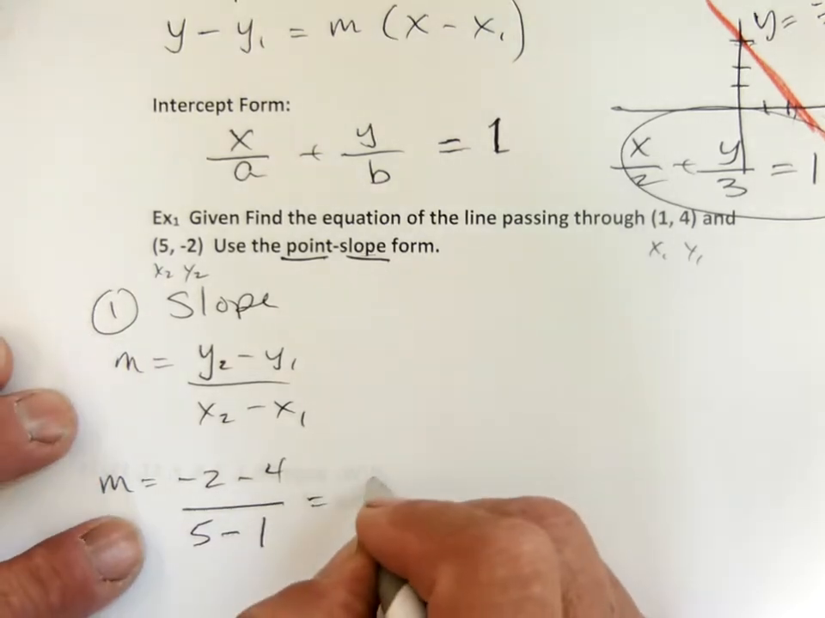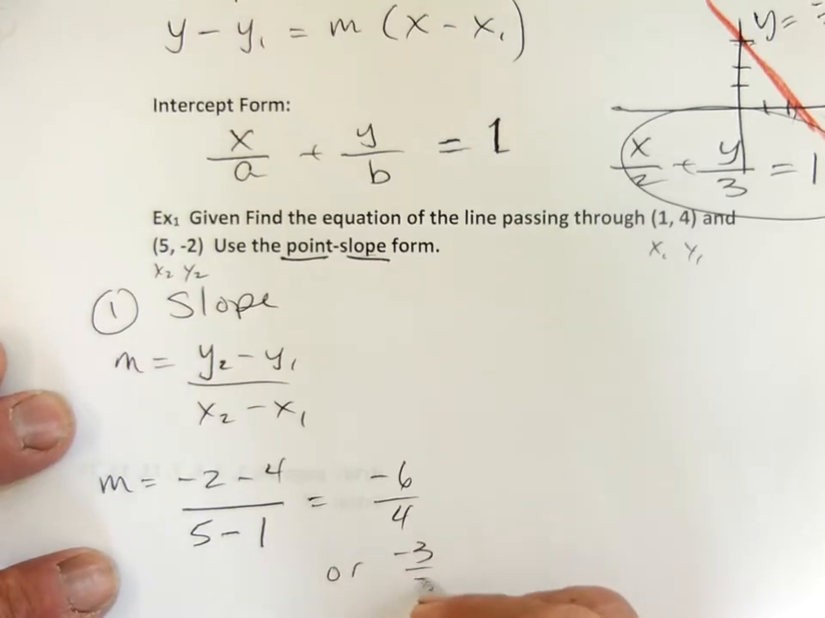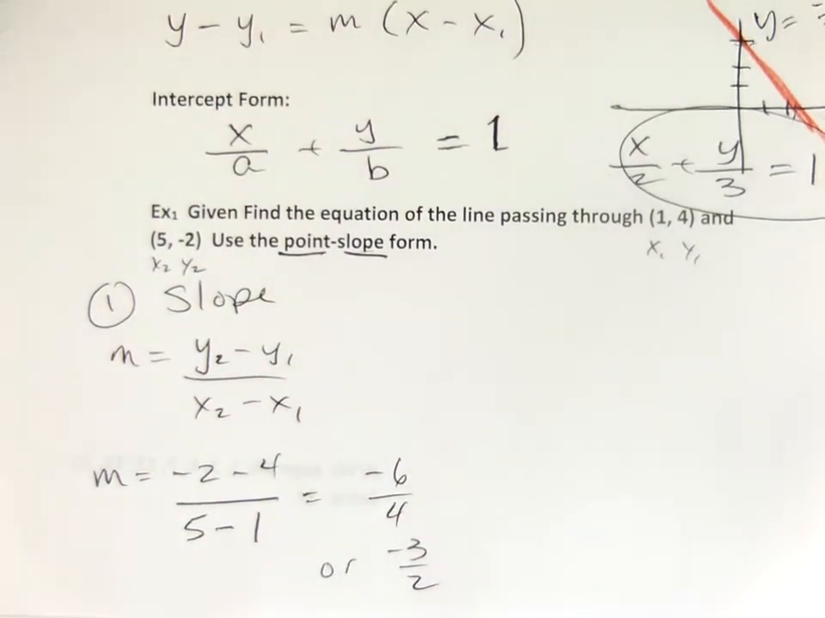Or negative 6 over 4, or negative 3 halves. Now, it's up to you. I like negative 3 halves because it describes slope. You could also change it to negative 1.5, okay? Or you could change this to negative 1.5.